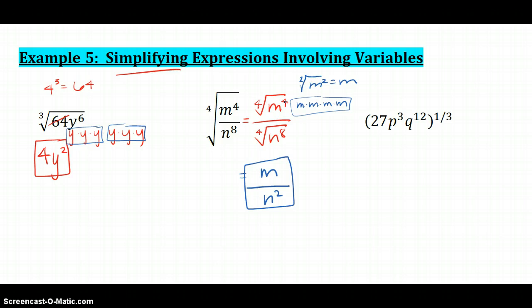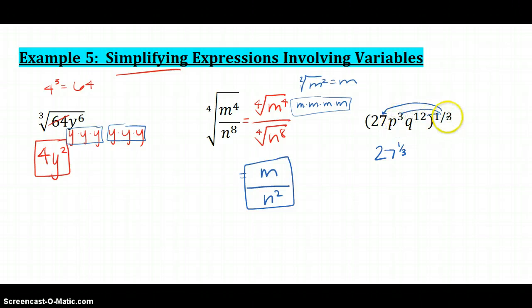So this last one, same concept written in a different way. If you remember that 1/3 actually means a cube root. So you're doing the same thing except we're writing it a little bit differently. So you're going to take every single term to the 1/3 power. So 27 to the 1/3 power.